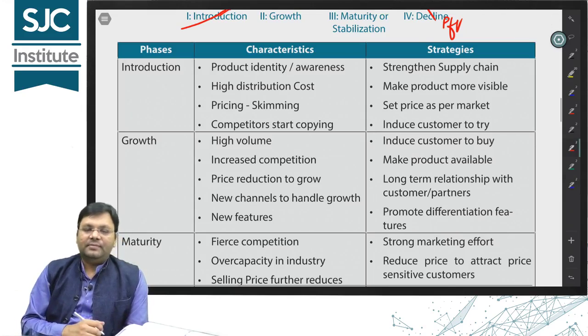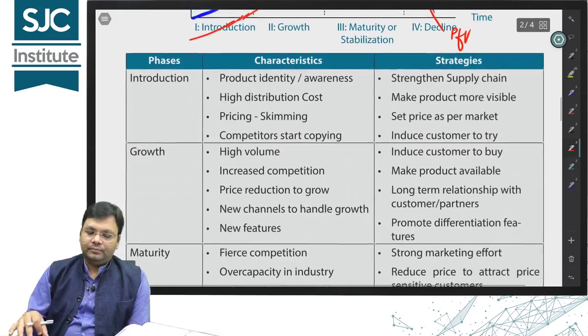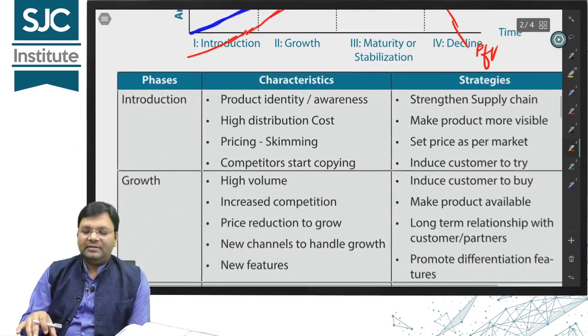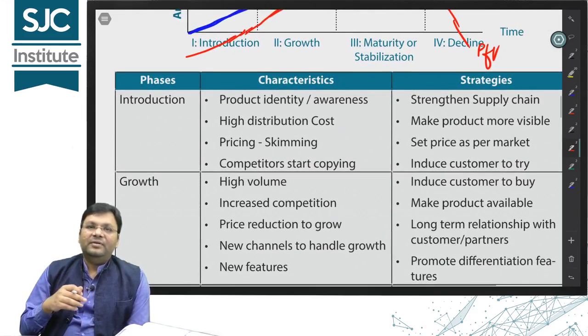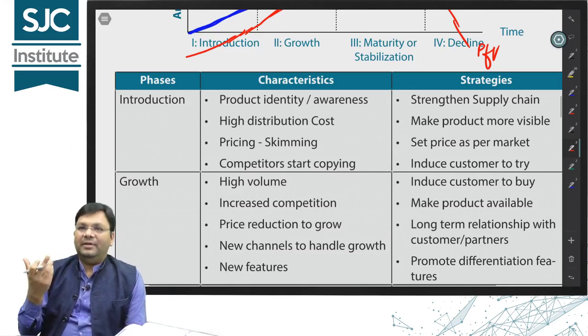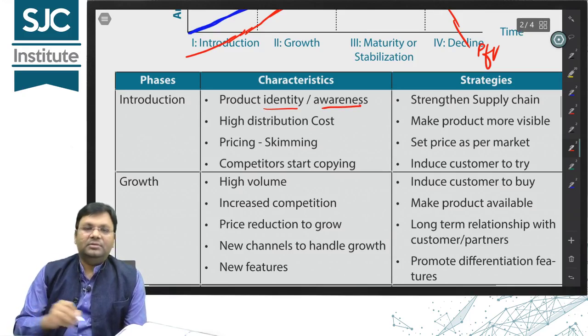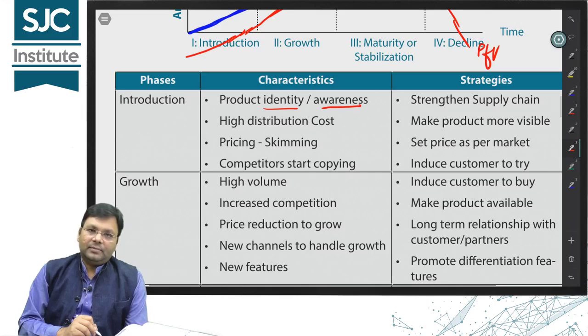In the introduction phase, there are many characteristics. Characteristics means what you will witness in that phase of the product life cycle. And strategies means what plan of action you should execute. So in the introduction phase, the characteristics are what we will find happening: we are seeing that product awareness is being created. Okay, so the focus is on the identity of the product.